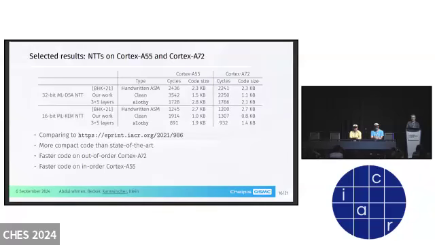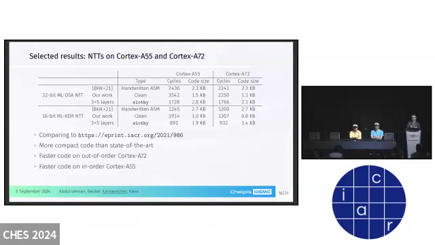For A profile cores, or Neon cores, we looked into the A55 and A72, again looking at Kyber and the Dilithium NTTs. There was another CHES paper from 2 years ago to compare to, and we get faster code than what was in that paper.